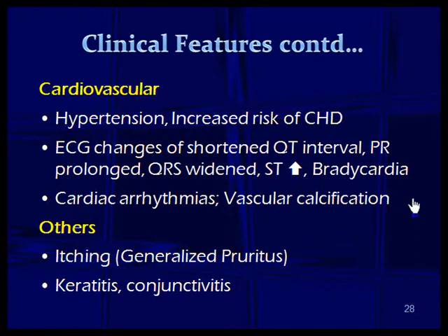changes and arrhythmias. Cardiac arrhythmias are also a feature of hypercalcemia, and hypercalcemia not only produces calcification of the pancreas, calcification of the kidneys, it also produces calcific deposits all over the vasculature. The other features of hypercalcemia include generalized pruritus or itching and keratoconjunctivitis due to irritation of the cornea due to calcium deposits. There could be chemical keratoconjunctivitis. So, these are some of the other features of hypercalcemia.